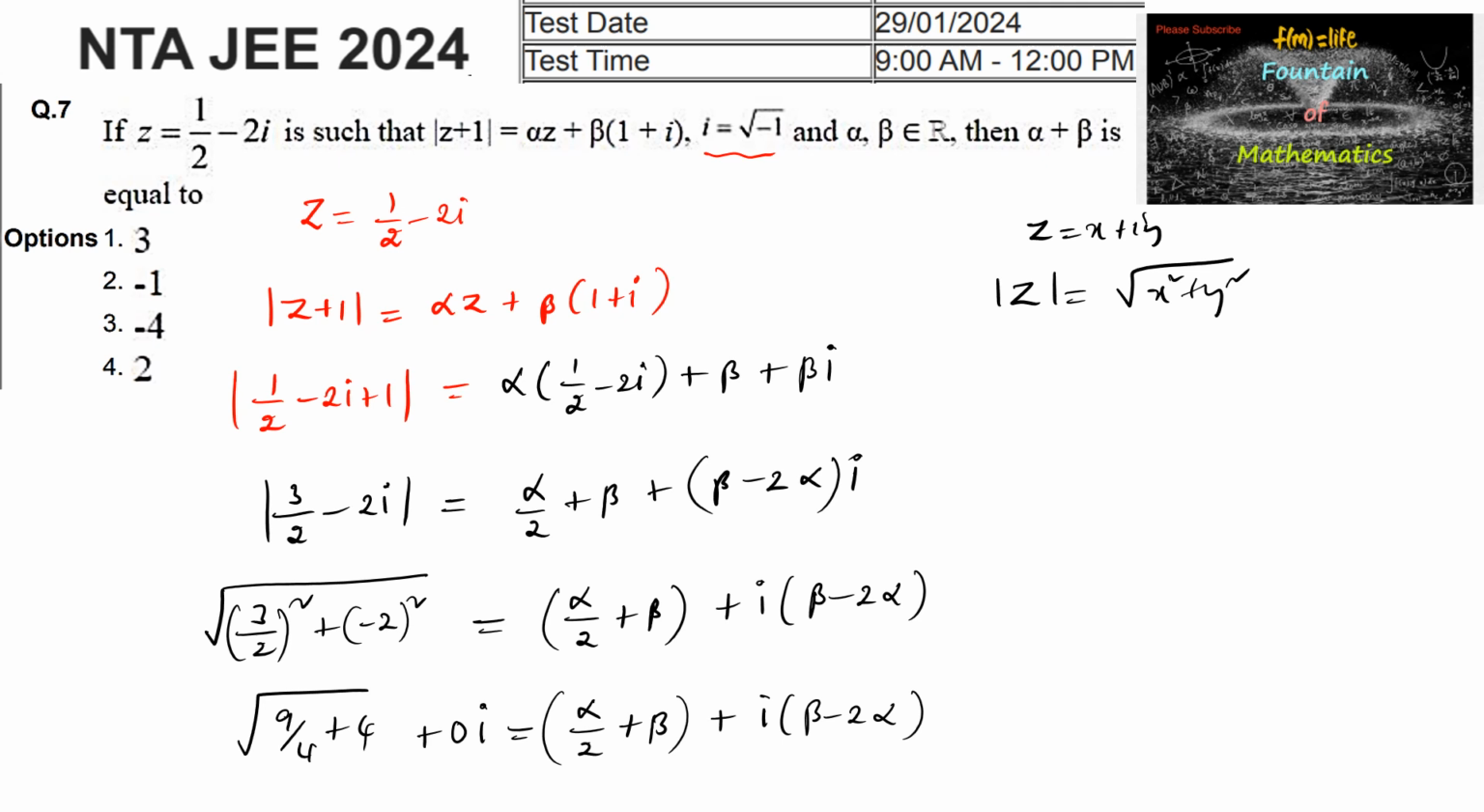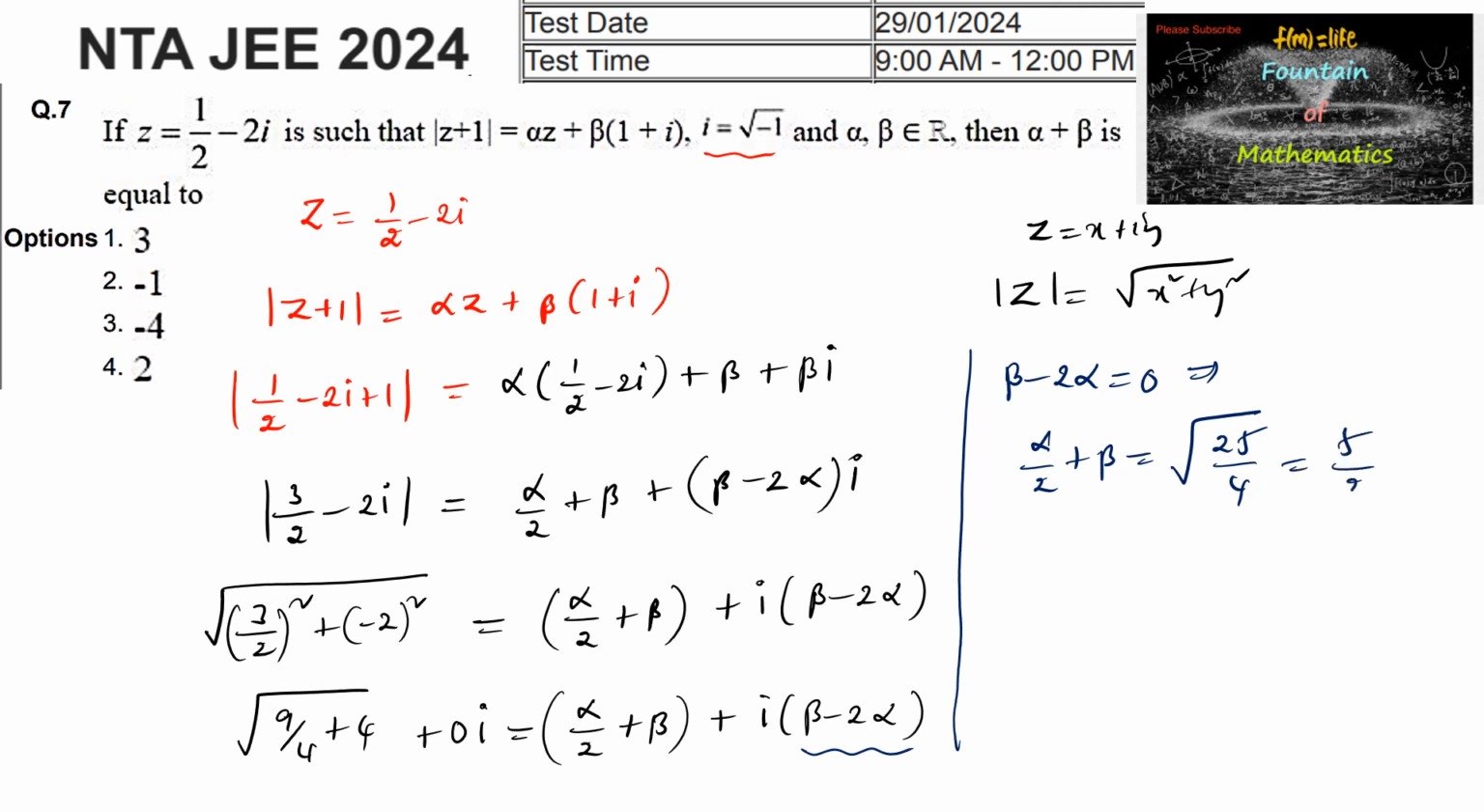And comparing both the sides, we can say beta minus 2 alpha is equal to 0, and alpha upon 2 plus beta is equal to under root of 9 upon 4 plus 4, that is, 4 fours are 16 plus 9, 25 upon 4, which is equal to 5 by 2. And from here beta is equal to 2 alpha.